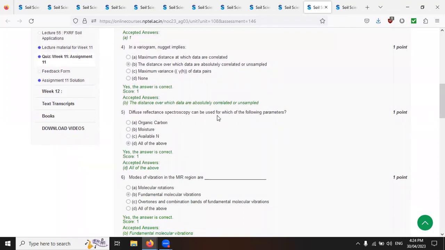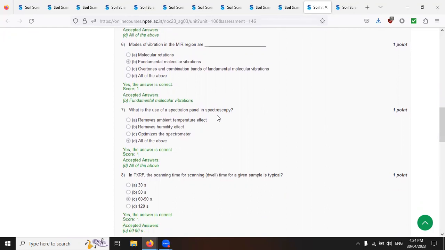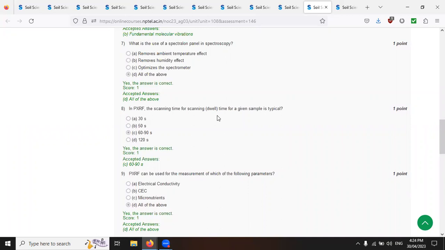Modes of vibration in the mid-infrared range are fundamental molecular vibrations. What is the use of spectralon panel in spectrometry? It's all of the above. In a portable XRF meter, the scanning time is 60 to 90 seconds. In a PXRF, what can be measured? We can measure everything, mate. Every single thing, or all of that.